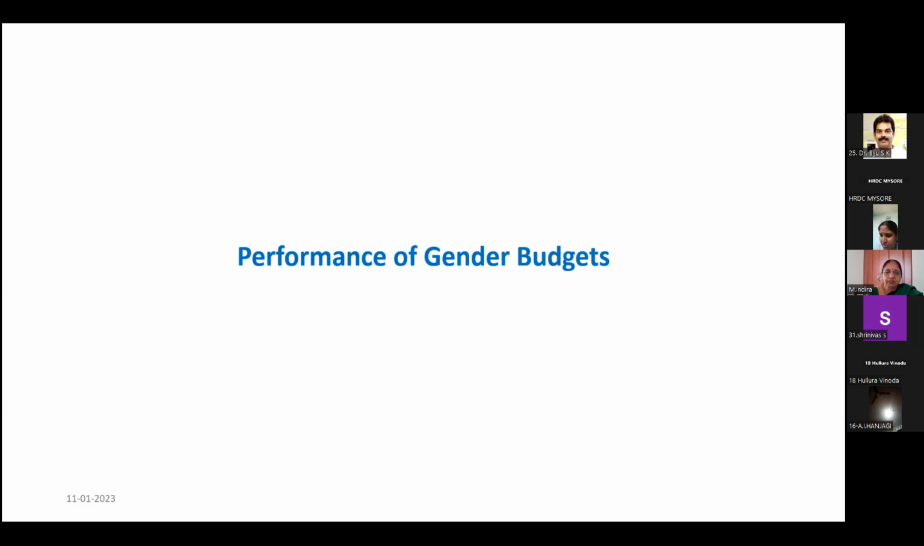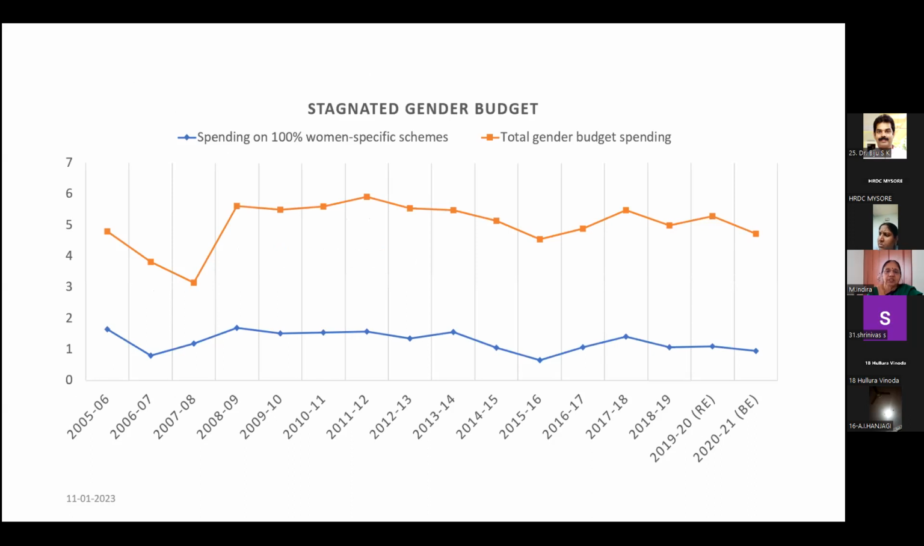So, the performance of gender budgets: how gender budgets have performed over a period of time. Ever since we introduced gender budgeting, as I told you, there are 100% women-oriented, women-specific schemes and the total gender budget.